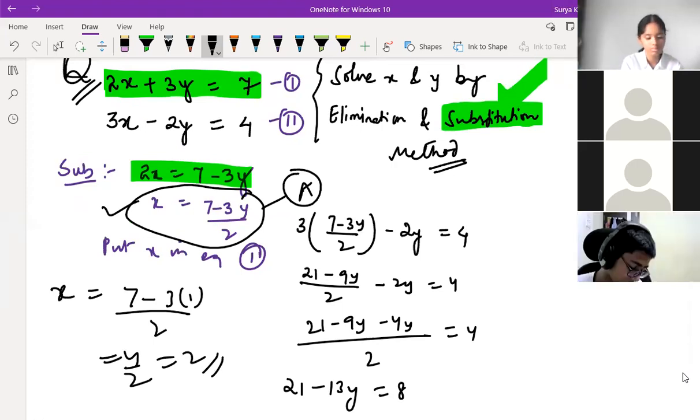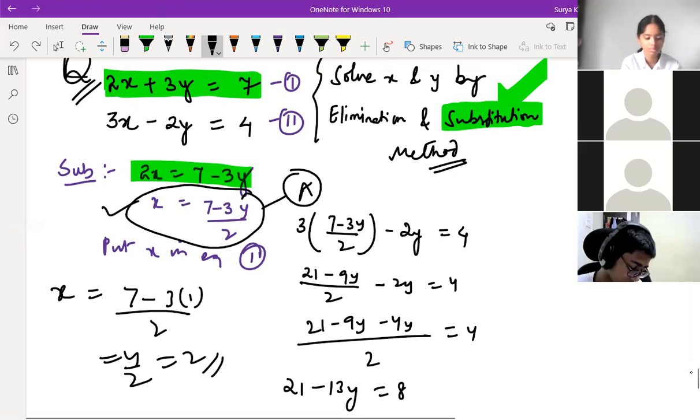Clear. Now the elimination method is very easy. What we can do is make either these two coefficients equal or these two equal. So what we do is multiply the first equation by 2 and the second equation by 3.